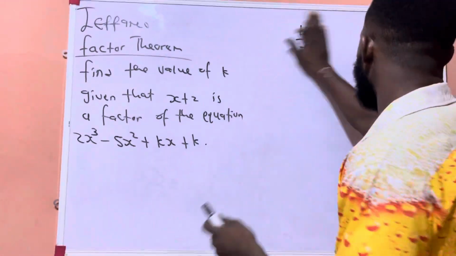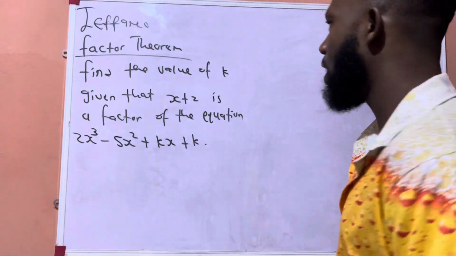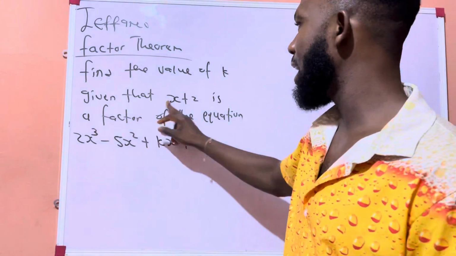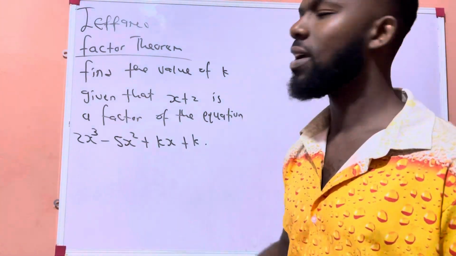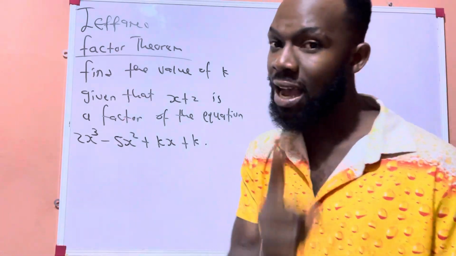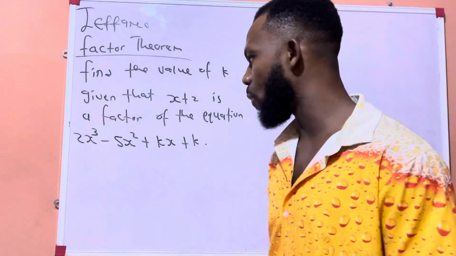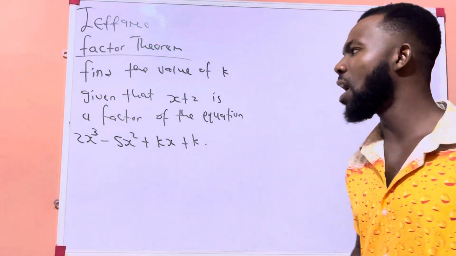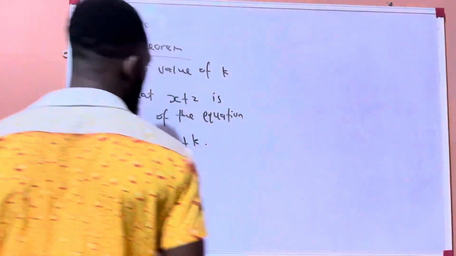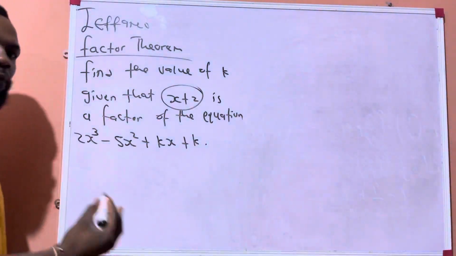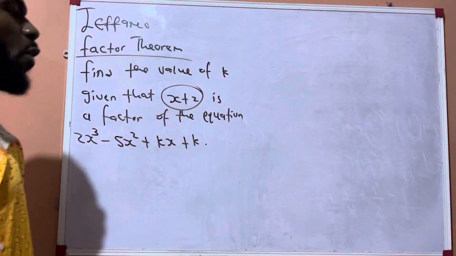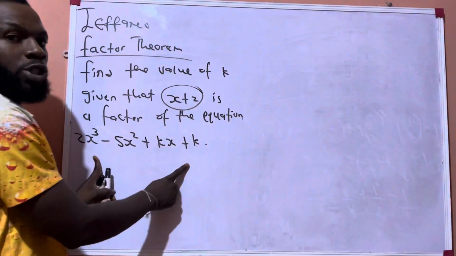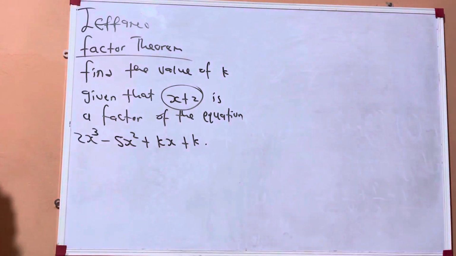Now, let us see the question that we are told to solve using the factor theorem. The question says, find the value of k given that x plus 2 is a factor of 2x raised to the power 3 minus 5x raised to the power 2 plus kx plus k. We were told that x plus 2 is a factor, so we already know that x plus 2 will divide this polynomial without a remainder. Now, how can we solve a problem like this?